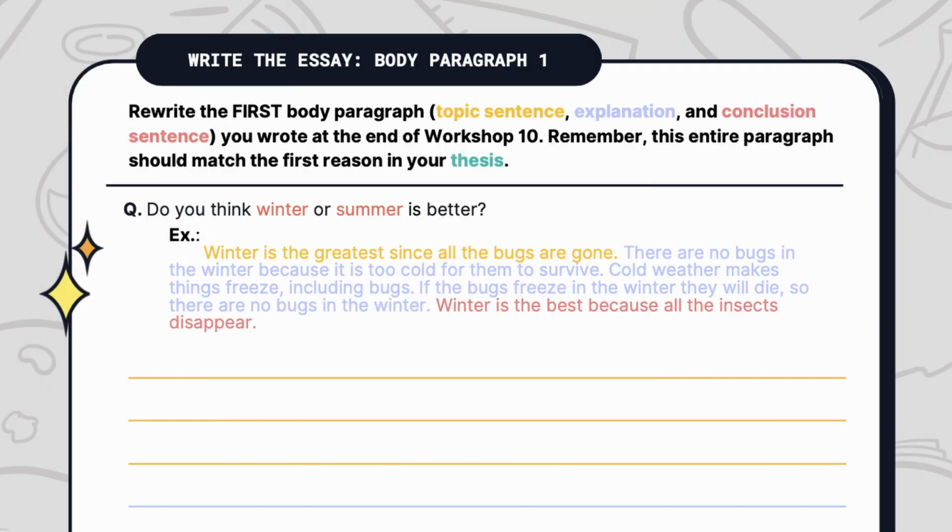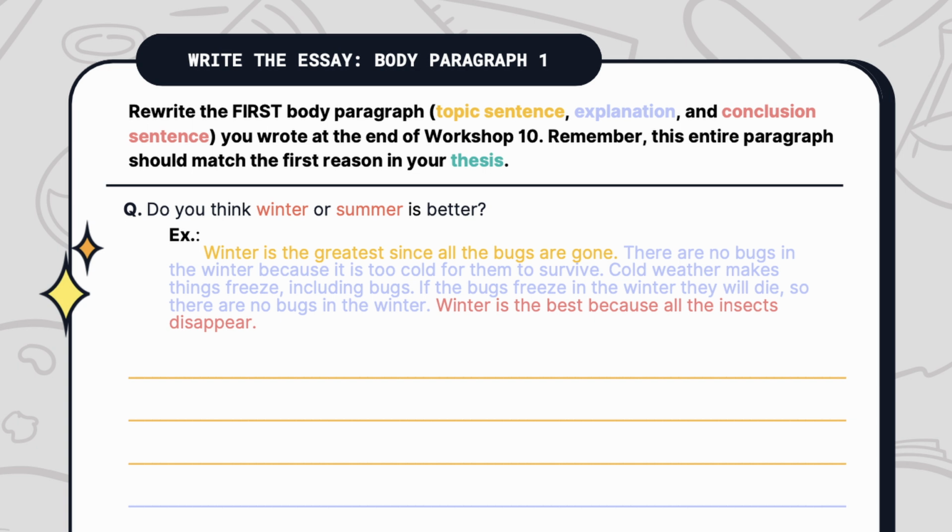Body paragraph 1. Rewrite the first body paragraph, which should be the topic sentence, explanation, and conclusion sentence you wrote at the end of workshop 10. Remember, this entire paragraph should match the first reason in your thesis. Here's the example.